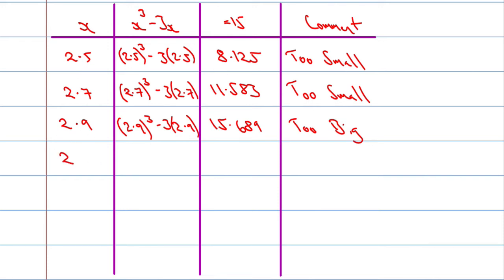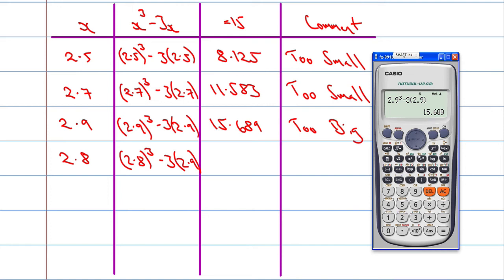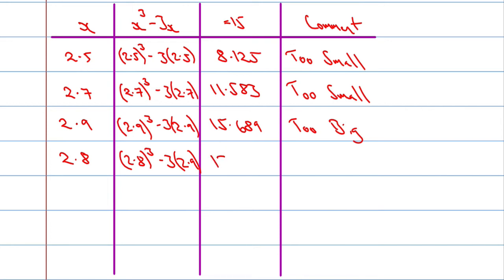So I'm going to check 2.8. 2.8 cubed minus 3 times 2.8. So changing that to an 8 and working our way back, or as I said, type it all in from scratch. 13.552, and this is too small. Okay, now, almost there. Let me make this a little bit smaller. This as well.